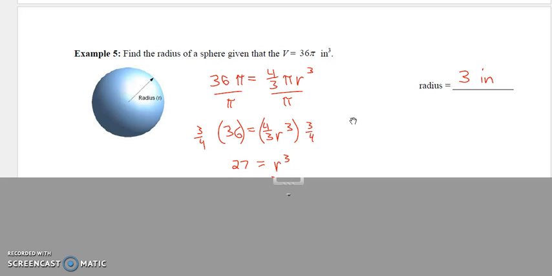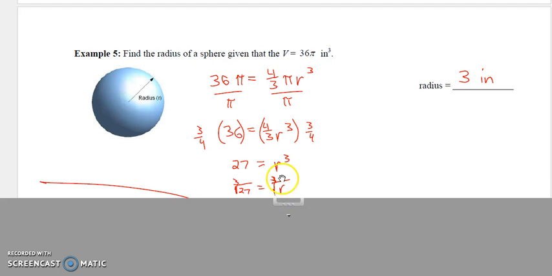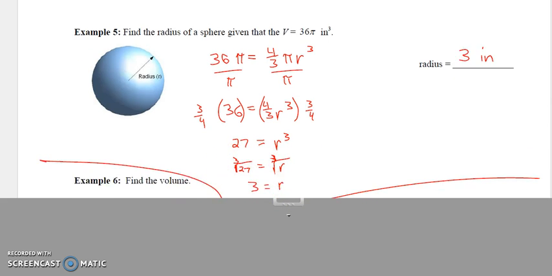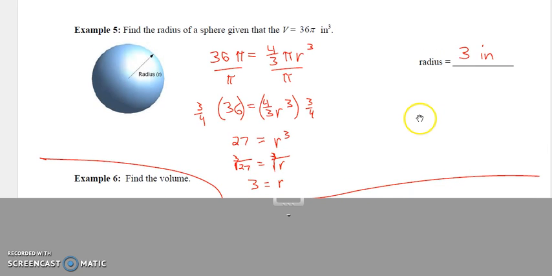The cube root is what number multiplied by itself 3 times equals that number. So what number multiplied by itself 3 times equals 27? Well, that's 3. 3 times 3 times 3 equals 27. So to go from r cubed to r, I'm taking the cube root of both sides. It's a square root with a 3 above it. So the radius is 3.